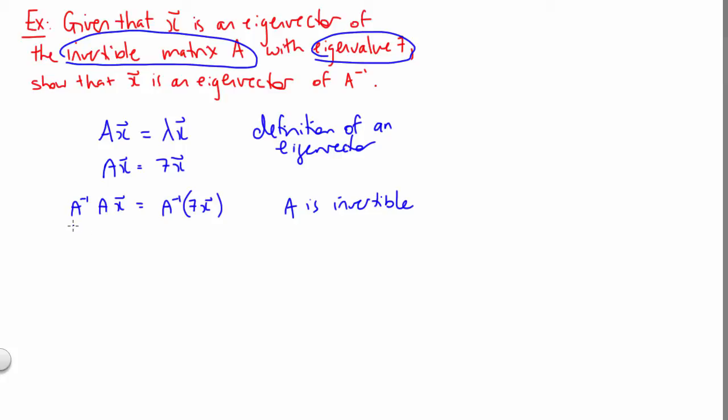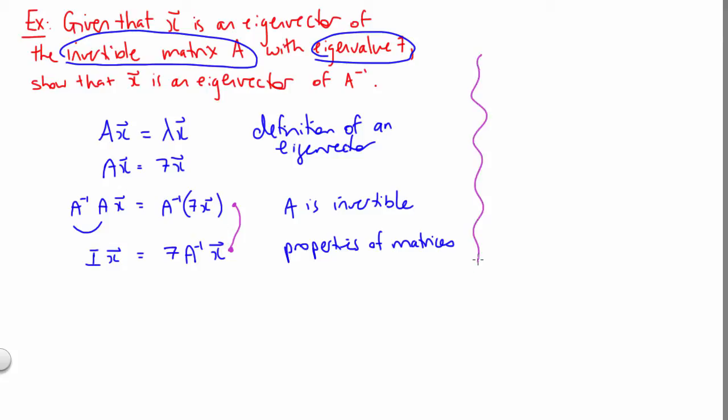Now looking at the left side, A inverse times A is equal to the identity matrix for any invertible matrix A. So we're safe to write Ix on the left-hand side. And on the right-hand side, this constant 7 can be brought out to the front. So we can write 7 times A inverse times x. What we've used here is one of the properties of matrices.